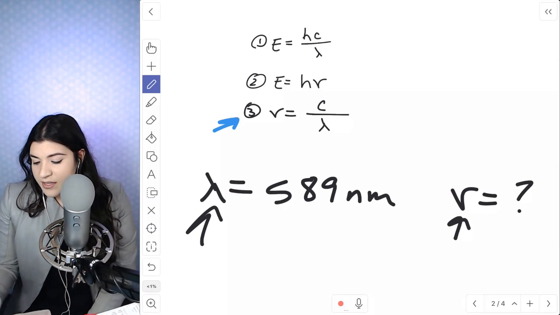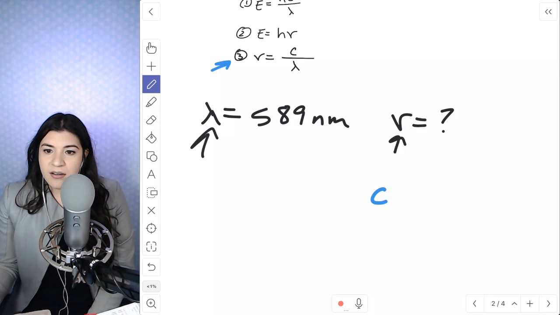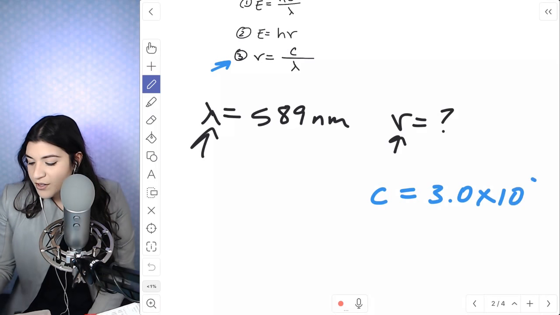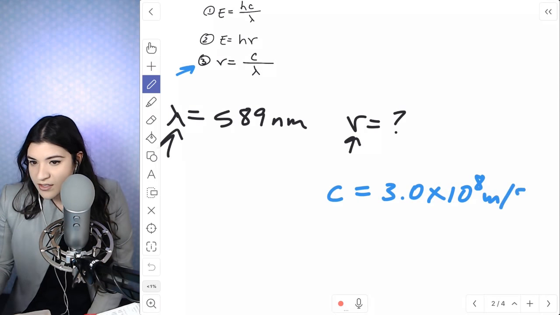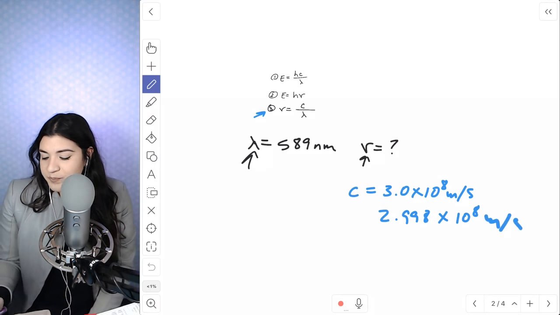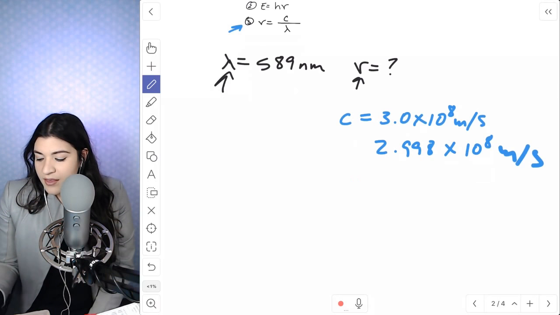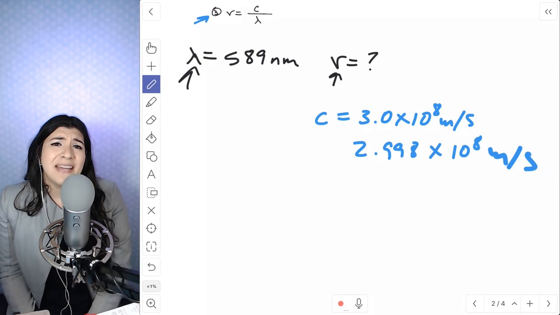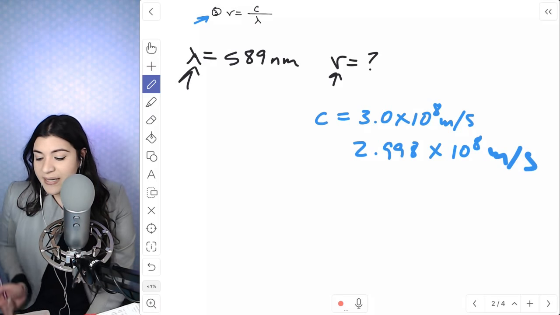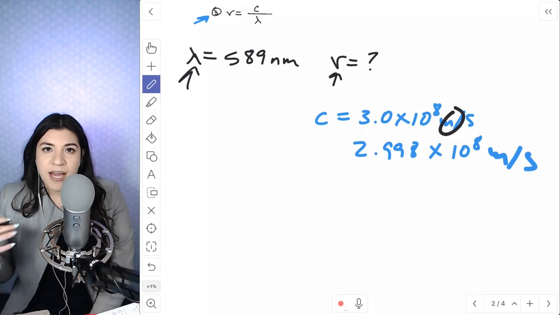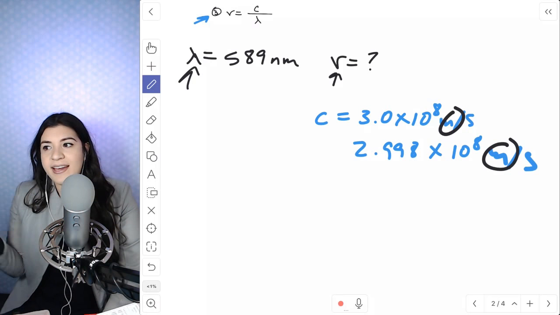And something to note, c, or the speed of light, is known as 3.0 times 10 to the 8th meters per second. By the way, you might have also seen it like this, 2.998 times 10 to the 8th. Each one is correct. It just depends on your instructor. Now the main thing is you always want your units for wavelength in meters when you're plugging into these formulas, because our speed of light is in meters. We have to be consistent so that the units cancel out.